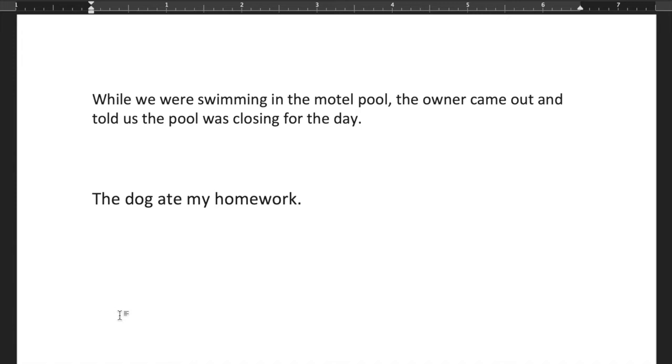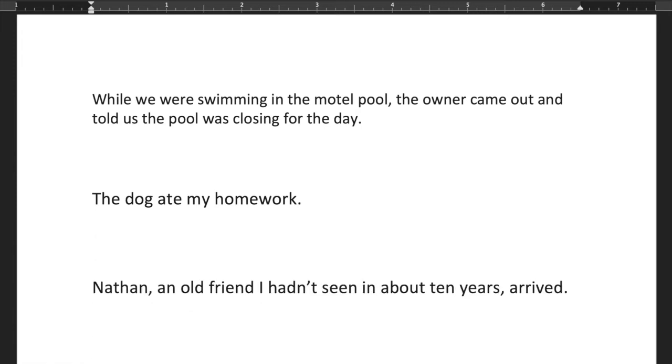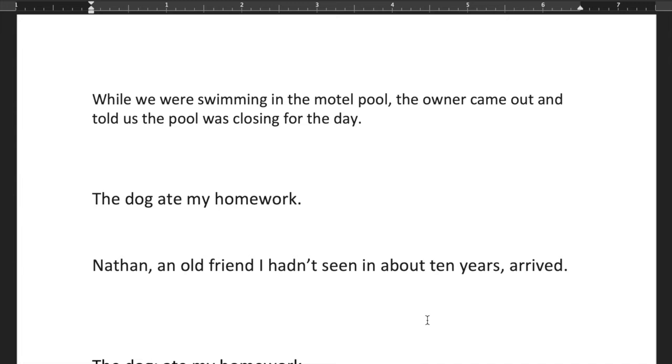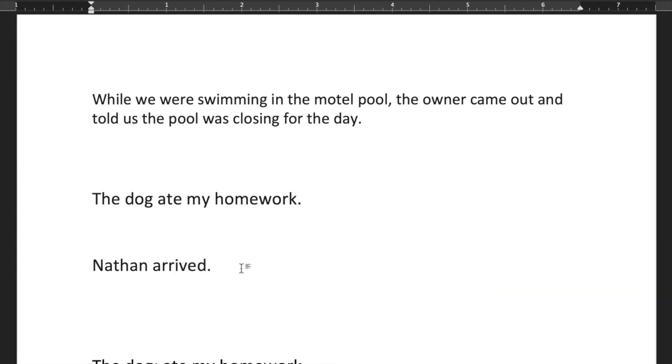All right, let me pull up another example of inserting extra information between 2 commas. Nathan, an old friend I hadn't seen in about 10 years, arrived. Now notice this is a really big chunk of extra information inserted between 2 commas. And in fact, the simple version of the sentence is only this: Nathan arrived. So this comma pair with extra info can come in and can be quite large.